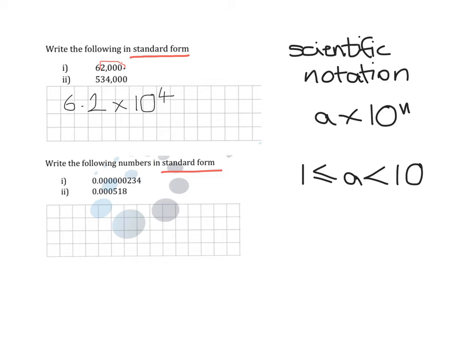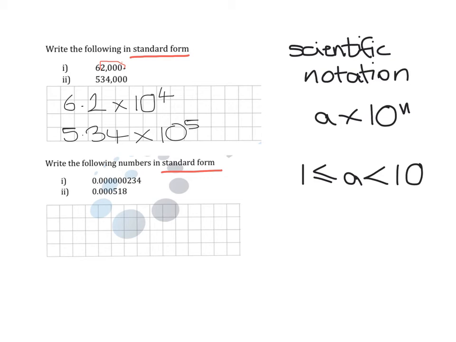If we have a look at part 2 then, 534,000, the decimal point again is at the end of that number. We want to move it in between the 5 and the 3, so the number will be between 1 and 10. So we end up with 5.34 by 10 to the power of 5. Okay, the reason it's to the power of 5 is because we've moved that decimal point 5 places to the left.